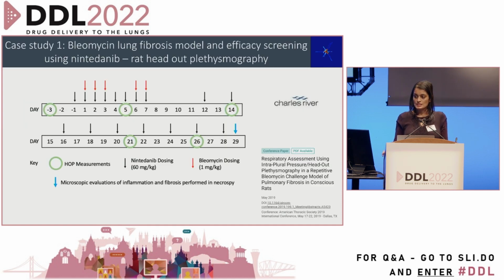So the first case study is a bleomycin lung fibrosis model. As I said, this was work done by Charles River Labs, and they gave us the data, and it was the respiratory flow data. And in the green circles, you've got the head-out plethysmography measures. So on these 5 days, the animals were monitored. In the red arrows, you've got the bleomycin dosing, and in the black, you've got the nintedanib dosing. So we basically got 3 groups: vehicle control, bleomycin alone, and then bleomycin with the standard of care.